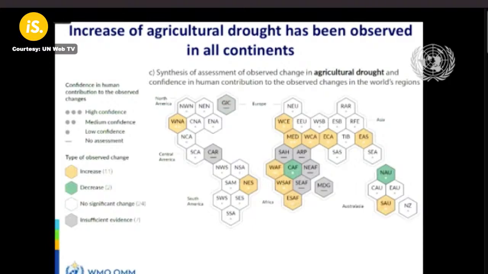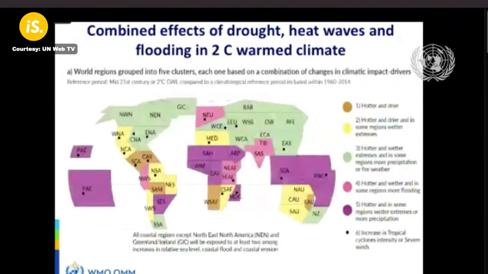And on the contrary, we have also seen an increase, a man-made increase, of drought so far, and you can see the Mediterranean region, Western Europe, Central Asia, Eastern Asia, Southern Australia, and half of Africa, which has been exposed to drought because of climate change. And that's also the case in the Western United States and the eastern part of South America. And often these have also led to forest fires, which have been observed.